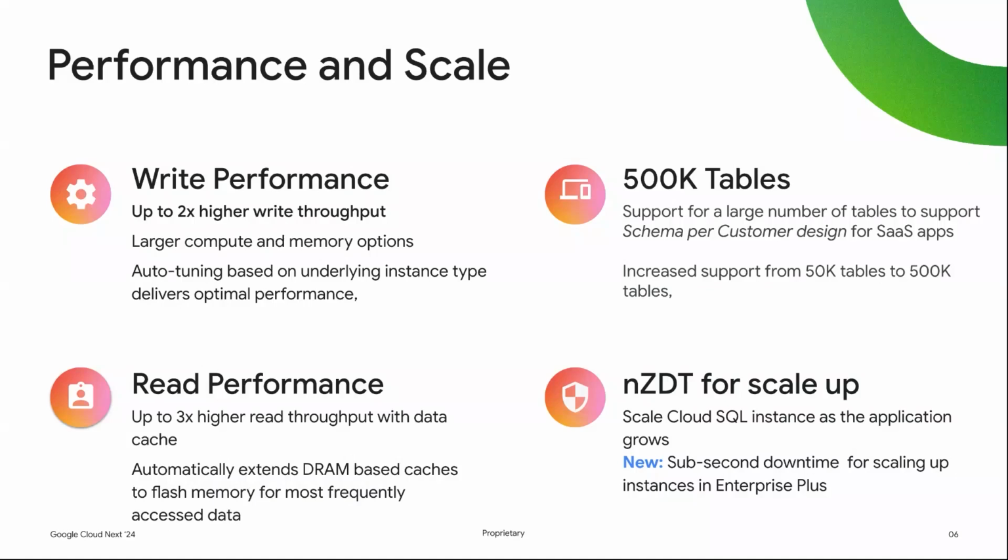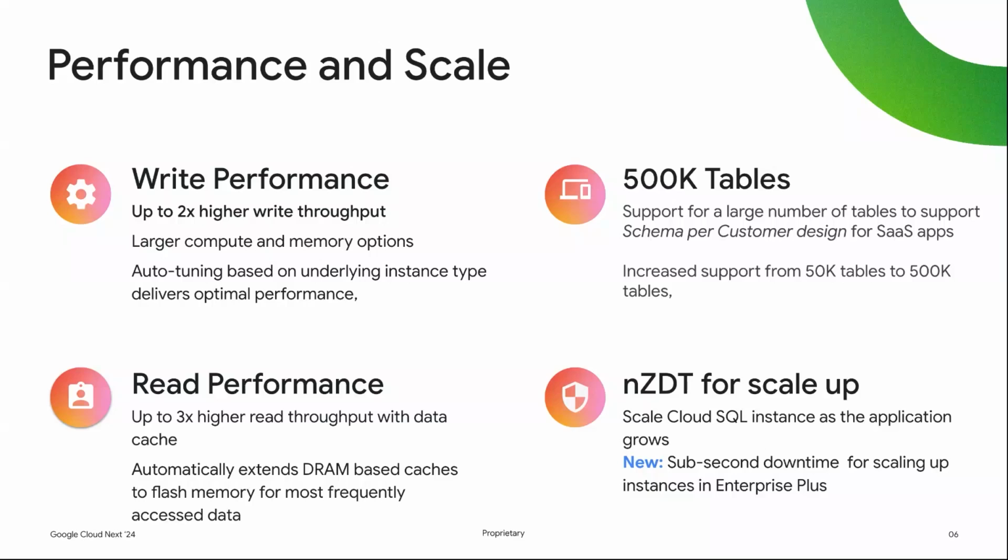On the scale side, we now support up to 500,000 tables. And we see a lot of our SaaS customers in particular who have a design where they have one schema per customer need to have an increasing number of tables. So we previously supported up to 50,000 tables. Now we support up to 500,000 tables with no change to the underlying SLA.